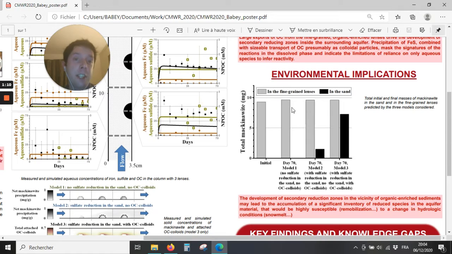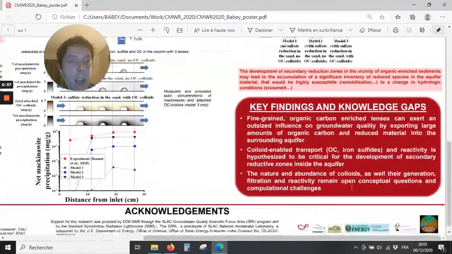Another important implication is that this reducing halo represents a large inventory of reduced species. If you are looking here at model 3, which is our best fitting model, this inventory is nearly equal to the initial inventory of reduced species present inside the sand. So in this kind of system, you are looking at the potential remobilization of a large amount of potential contaminants that are stored in the aquifer and so are very vulnerable to a change of hydrologic conditions coming, for instance, from snowmelt. And finally here you have a summary of the main conclusions of this work.